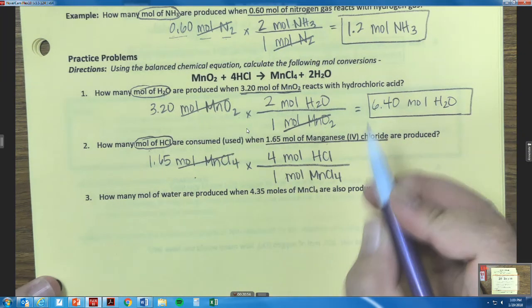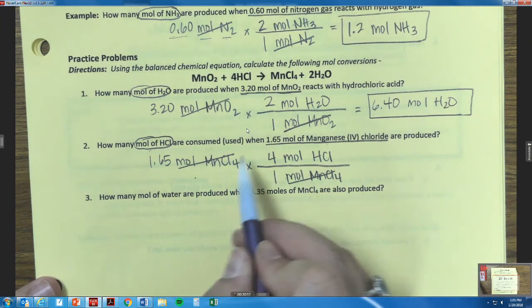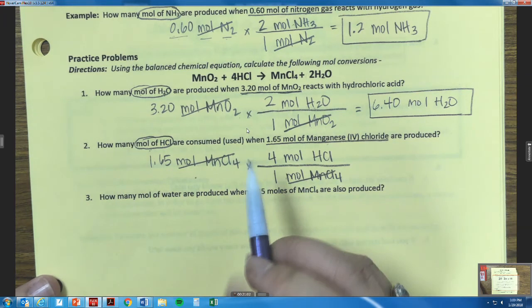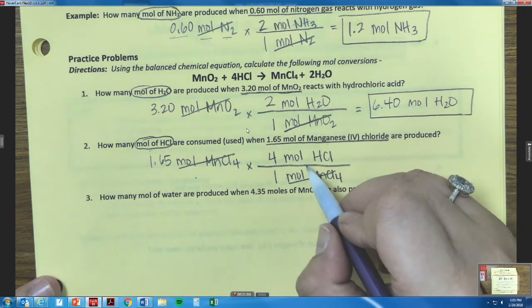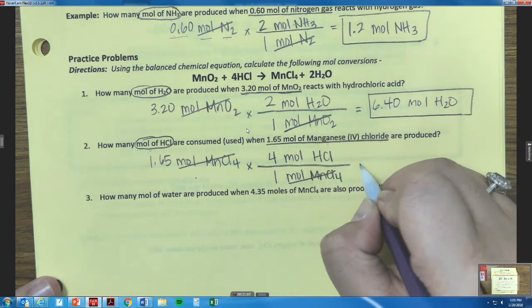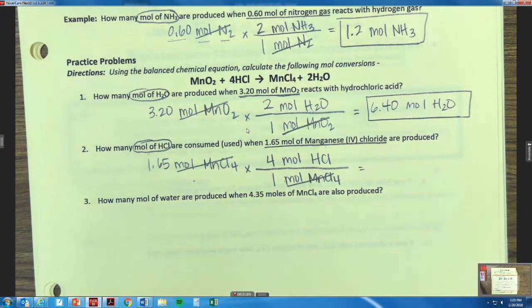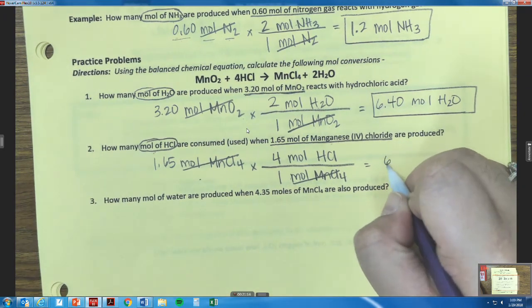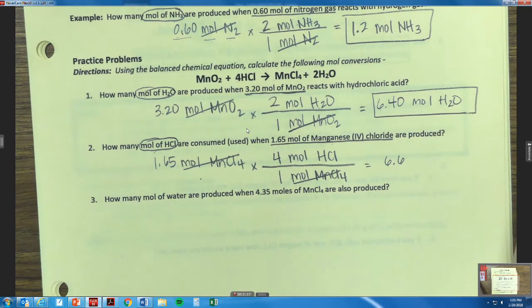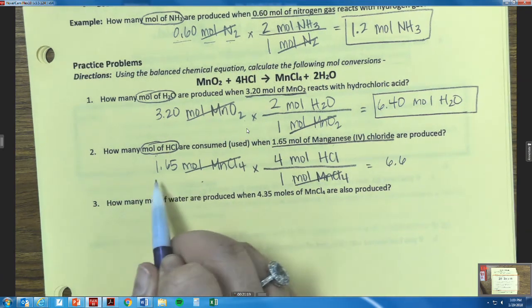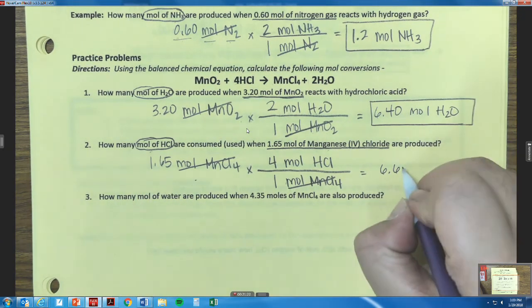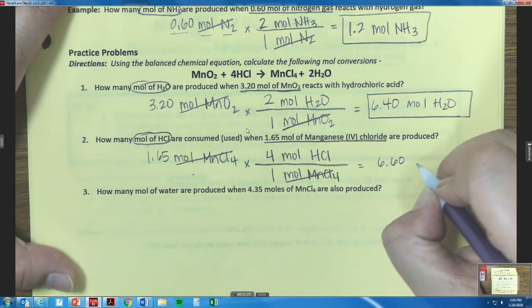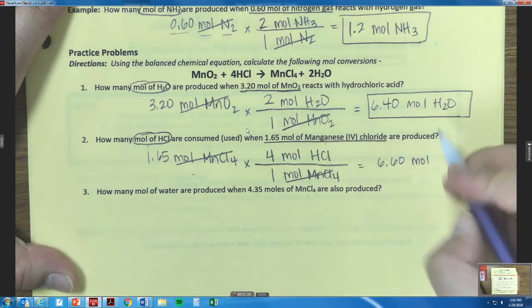Cross that out, because they cancel each other out. And we're left with 1.65 times 4 moles of hydrochloric acid divided by 1. And when you multiply 1.65 times 4, we should get the answer of 6.6. Now remember, if we were given 3 significant figures, then our answer should also have 3 significant figures. So 6.60 moles of HCl.